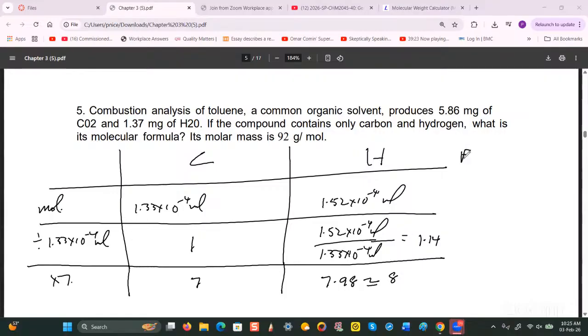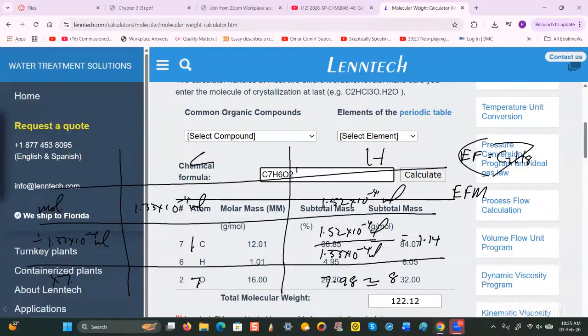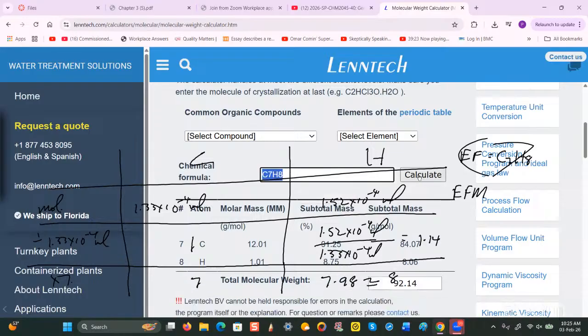So the empirical formula is C7H8, all right? But we're not finished yet because the question is asking for the molecular formula, right? Now, basically, to get a molecular formula, you need to find what is called the empirical formula mass. The empirical formula mass is based on the addition of all the molar masses of the empirical formula. So, if I go back to my molecular weight calculator, we're trying to find the empirical formula mass of C7H8, and that is 92.14, right?